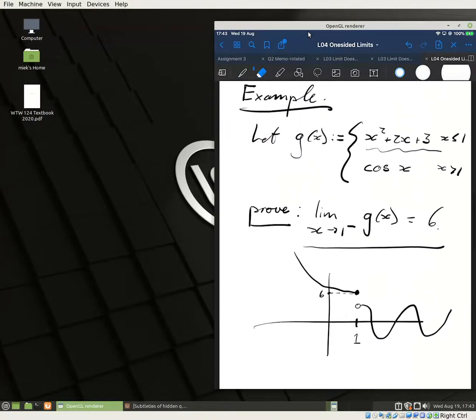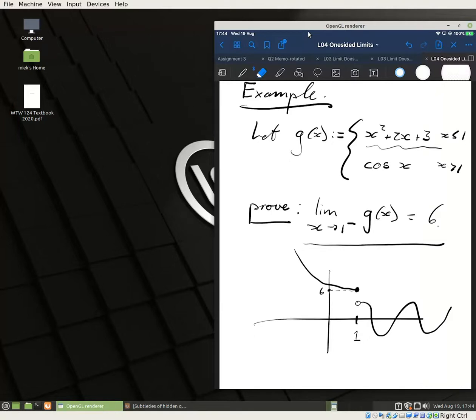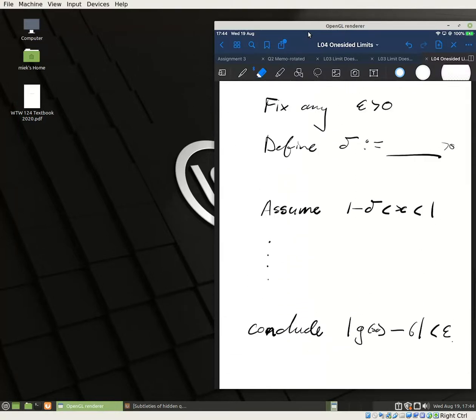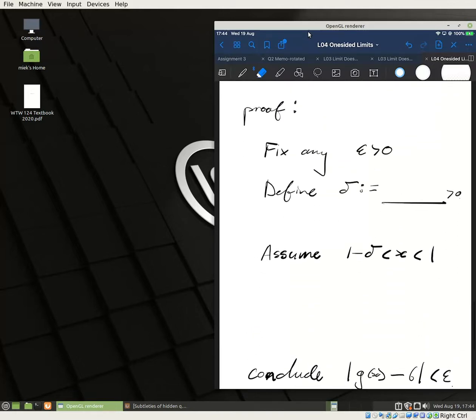We are busy showing that the left limit as x tends to 1 of g of x is equal to 6, where g is defined as that. And we have written out our proof outline. So now let's write out our proof.